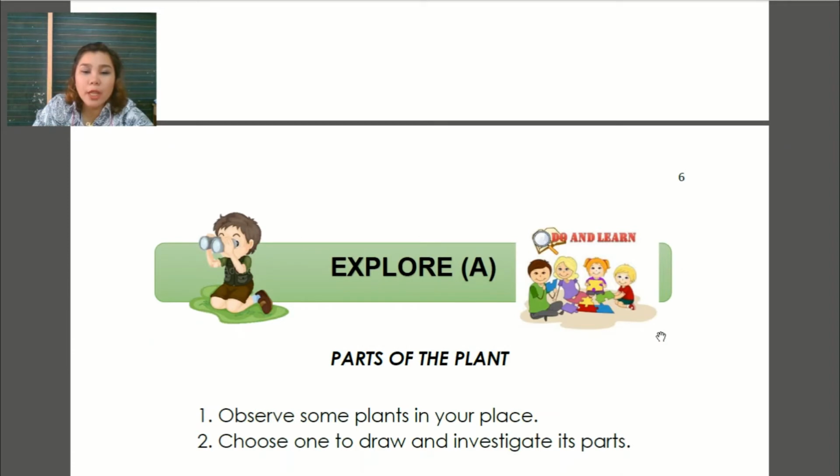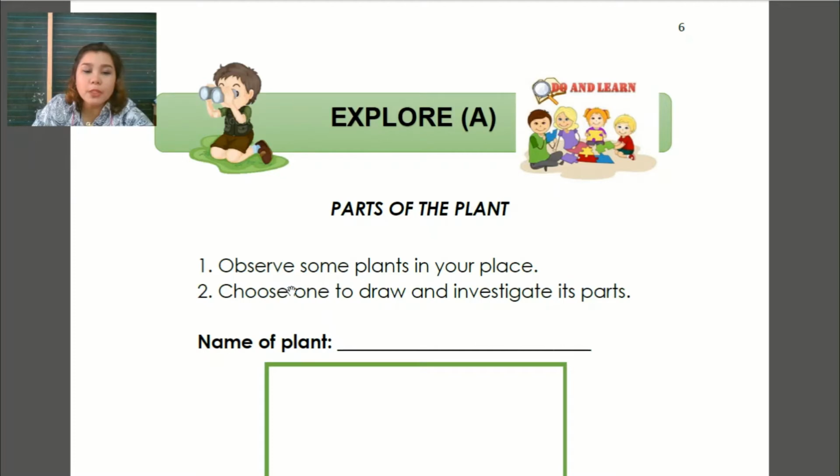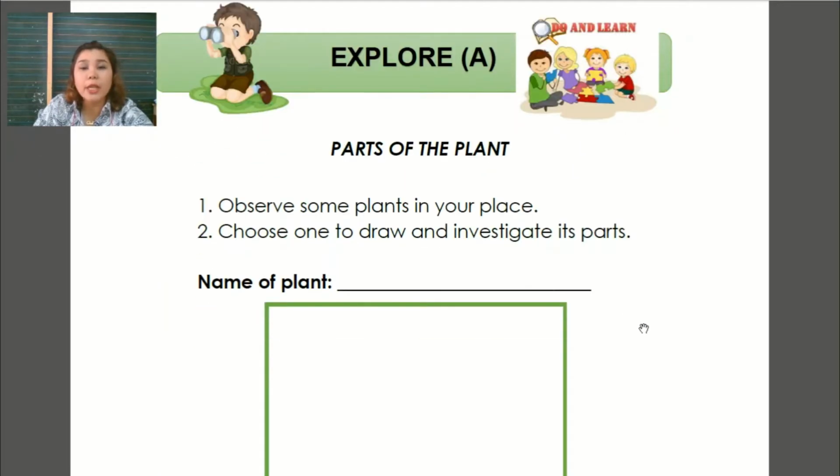let's have Explore A, parts of the plant. Number 1, observe some plants in your place. You can go outside of the house, in your yard, or look at the plants of your mommy or daddy who are plantita or plantito. You can observe the plants they love, or maybe your neighbor is also a plantito or plantita, and you can take a peek at their plants. Next, choose one to draw and investigate its parts. Any plant will do.